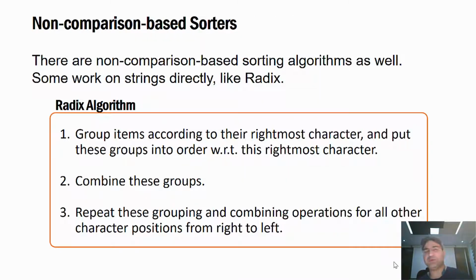But we told you that there is another way of sorting stuff, especially strings, and that is by using non-comparison based sorters. Well, non-comparison based sorters don't use comparators. They don't use the comparison operator. They group stuff and then combine them again and then group them again based on a different criterion this time.